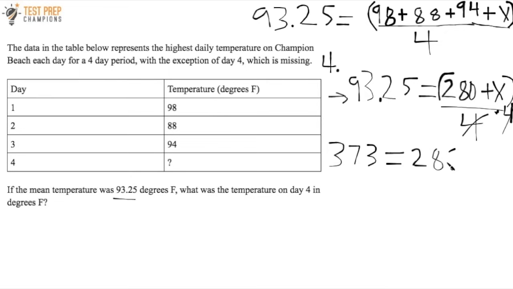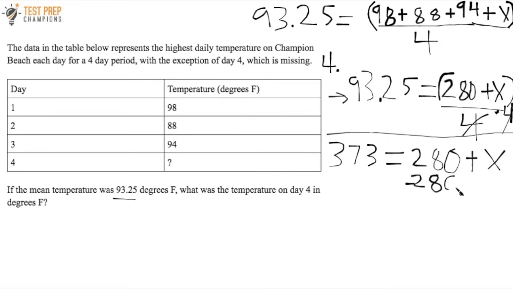So hopefully this is getting a lot simpler than what we had initially. 280 plus x. And again, the name of the game here is to get this x by itself on one side of the equation, and we're almost there. It's 280 plus x. How can I get rid of this 280? Well, since it's 280 plus x, I want to do the opposite operation of addition, which is subtraction.